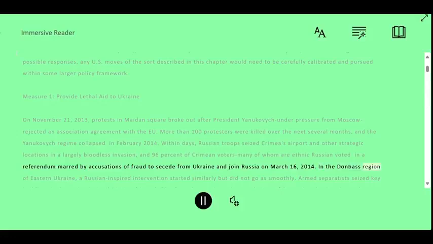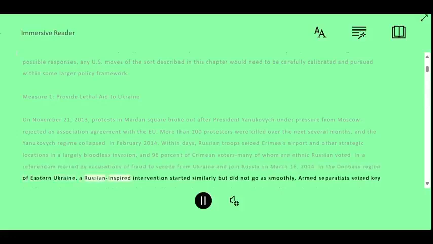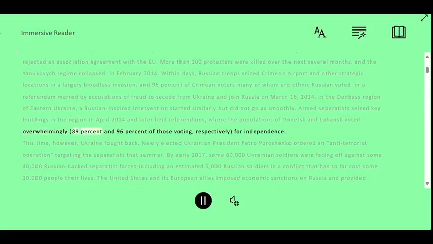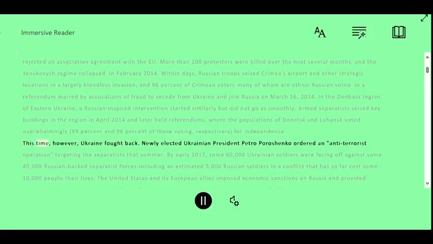In the Donbas region of eastern Ukraine, a Russian-inspired intervention started similarly, but did not go as smoothly. Armed separatists seized key buildings in the region in April 2014 and later held referendums, where the populations of Donetsk and Luhansk voted overwhelmingly, 89% and 96% of those voting, respectively, for independence. This time, however, Ukraine fought back.